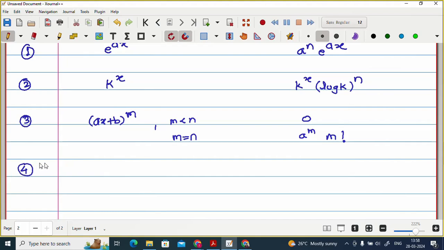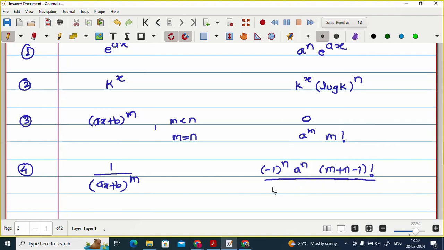Fourth, if y is 1 upon ax plus b bracket raised to m, then what is the formula for its nth derivative? It is minus 1 raised to n, then a raised to n, then m plus n minus 1 factorial divided by m minus 1 factorial into ax plus b bracket raised to m plus n. This is important. This formula will be used frequently while solving the examples.